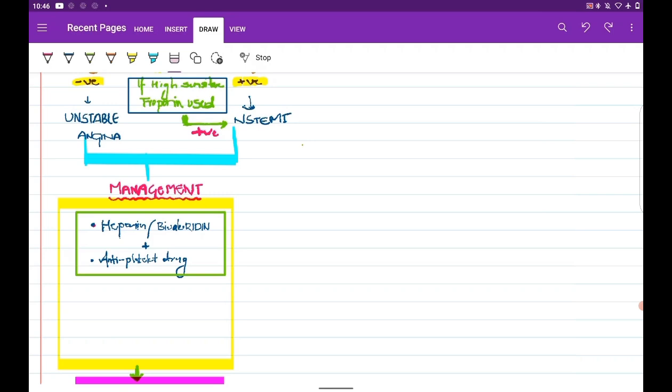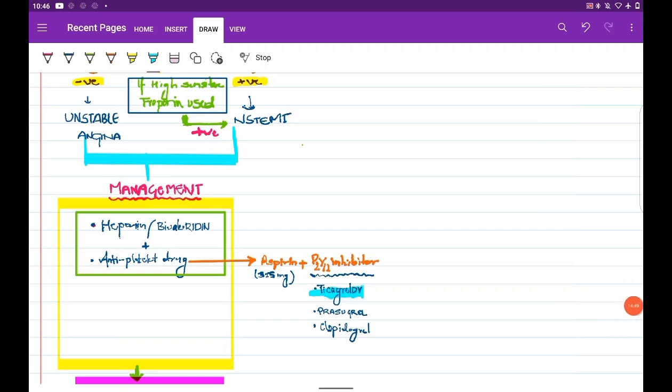So what antiplatelet drug? Aspirin 325 mg will be used plus P2Y12 inhibitors like ticagrelor, prasugrel and clopidogrel. Nowadays we use mainly ticagrelor or prasugrel. Clopidogrel is not used these days. I have mentioned ticagrelor and prasugrel up and clopidogrel down because ticagrelor is the main drug. Prasugrel can also be used along with aspirin. So this is the main management.